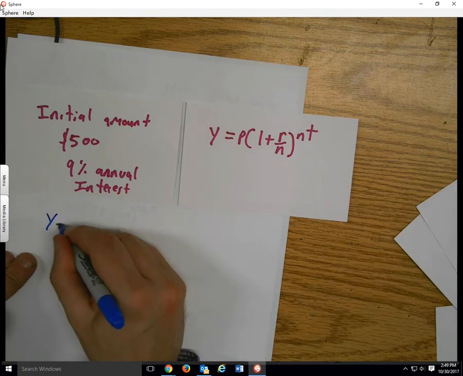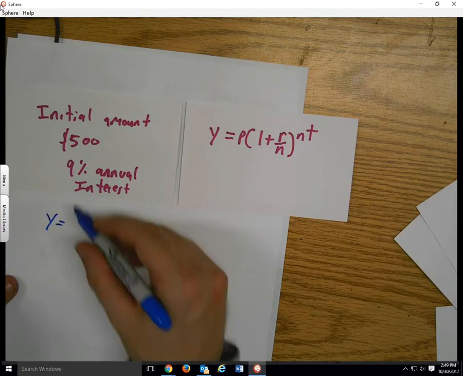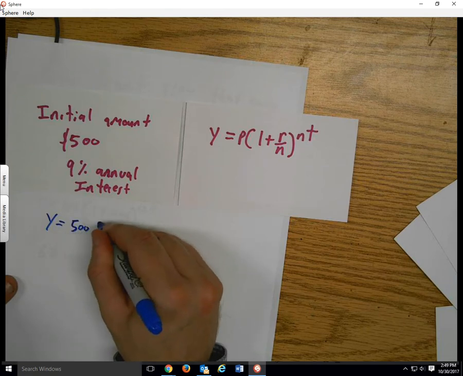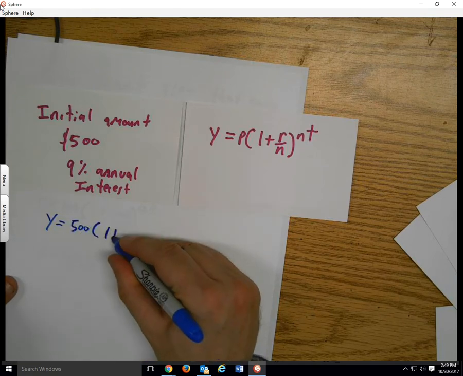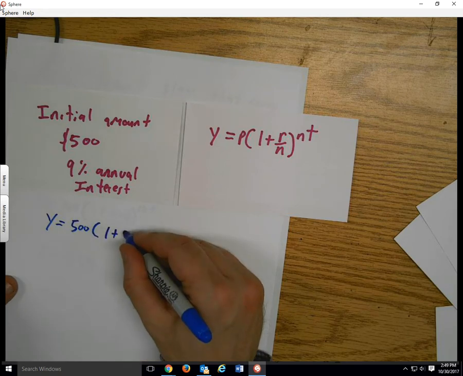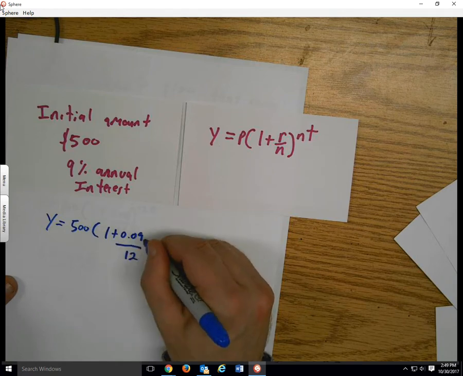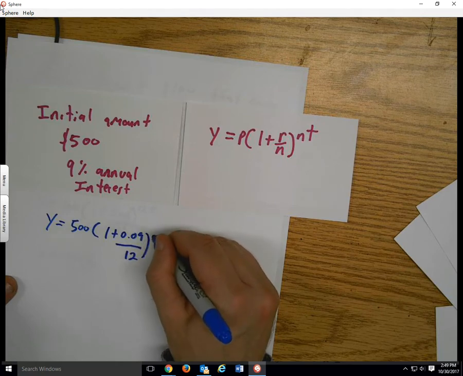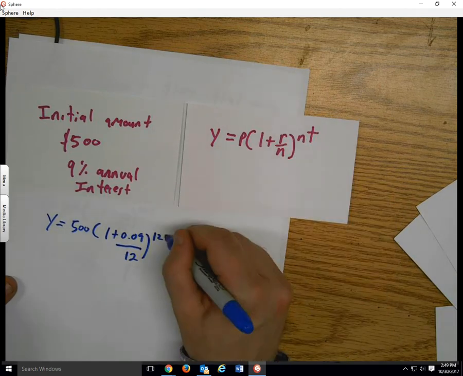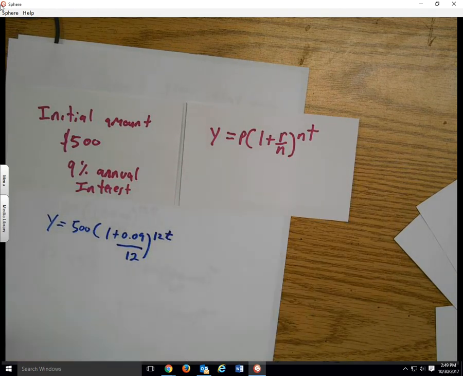So y equals, now for the P, I'm going to put the initial amount, 500, times 1 plus the rate. The rate is 9%. We saw earlier you convert that to a 0.09, divided by the number of times. Well, if we're taking the same question, it's going to be 12. Right, and that 12 is the n, and then the time. So let's get our calculator out. This time I'll actually get the calculator out so you can see it.